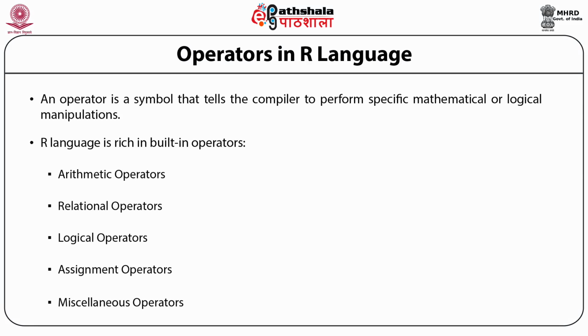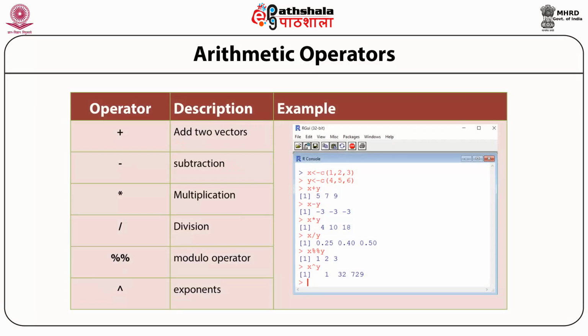Various mathematical and relational functions are also present in the R language. For example, arithmetic operators, relational operators, logical operators, assignment operators, and miscellaneous other operators. Arithmetic operators: to add two vectors, the plus operator is there. For example, suppose x equals 1, 2, 3 and y equals 4, 5, 6, and we need to add these two vectors. We need to simply type x plus y and it will give 5, 7, 9.